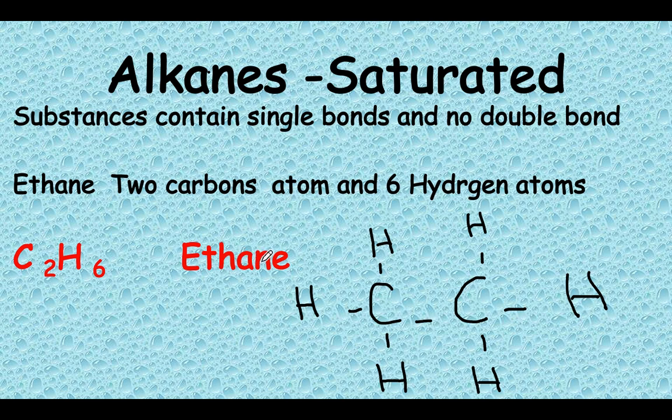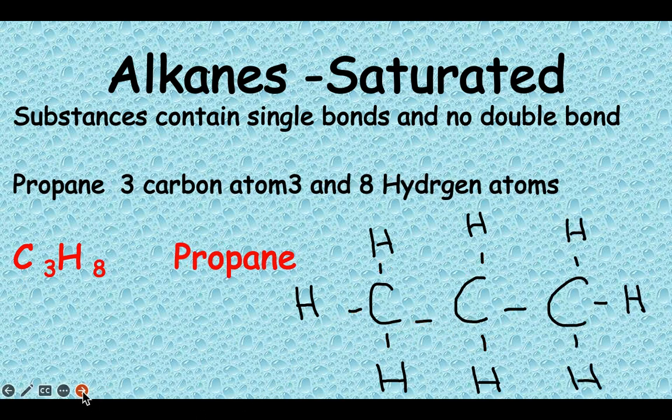We call the second one ethane. Ethane means 2, 1 and 2. And each carbon atom will be surrounded with 4 bonds, 1, 2, 3, 4 in common with the other carbon atom. So the ethane has 6 hydrogens. If we need to get the molecular formula, we are going to count how many carbons? 2. And how many hydrogens? 6.